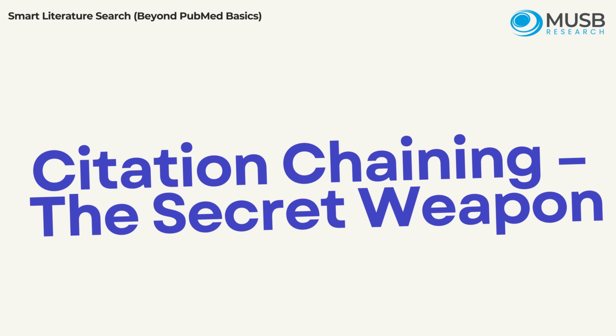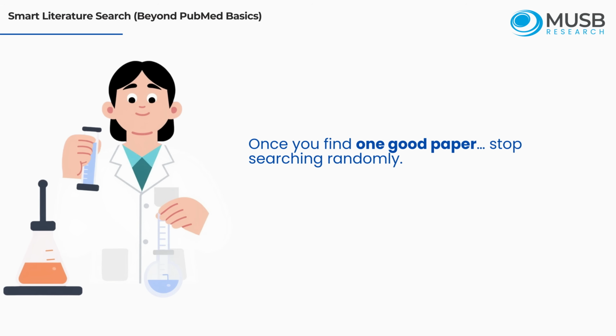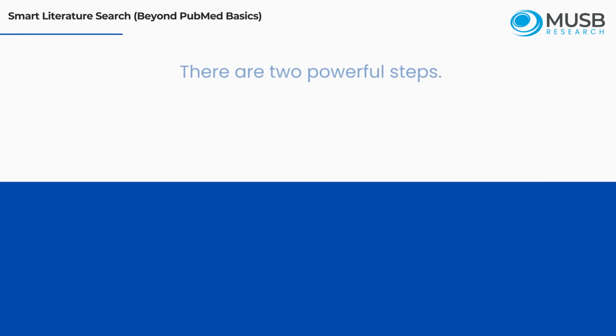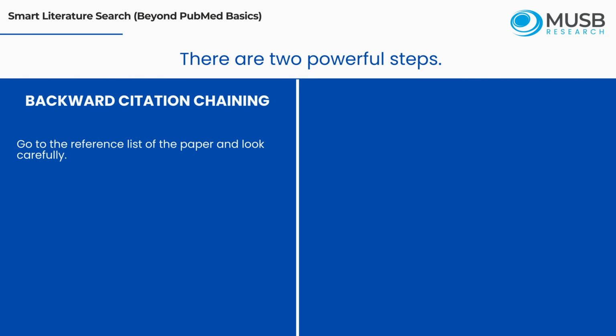Citation chaining, the secret weapon. Here's a skill that truly separates beginners from experienced researchers. Once you find one good paper, stop searching randomly. Instead, use that paper as a gateway. There are 2 powerful steps. The first is called backward citation chaining. Go to the reference list of the paper and look carefully.